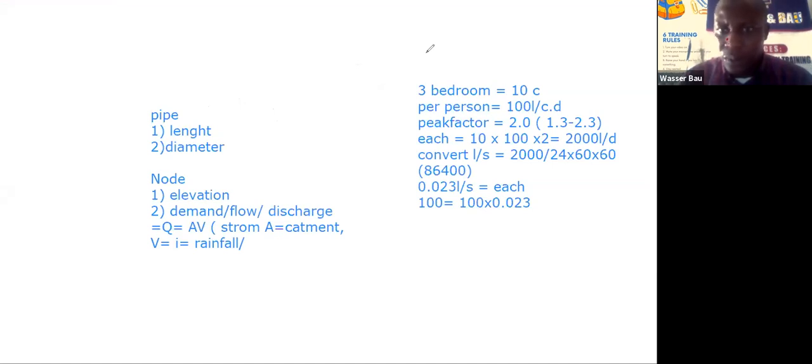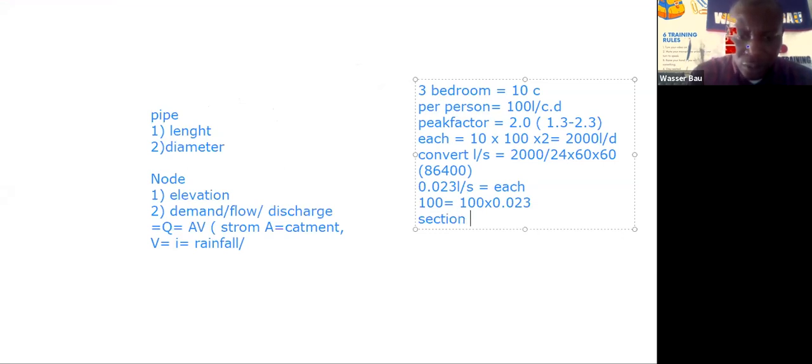Hold on, from where we stopped yesterday. So section 9 to 12, which means I'm referring to node 12. Okay, 10 houses multiplied by 0.023. That will give me 0.23.